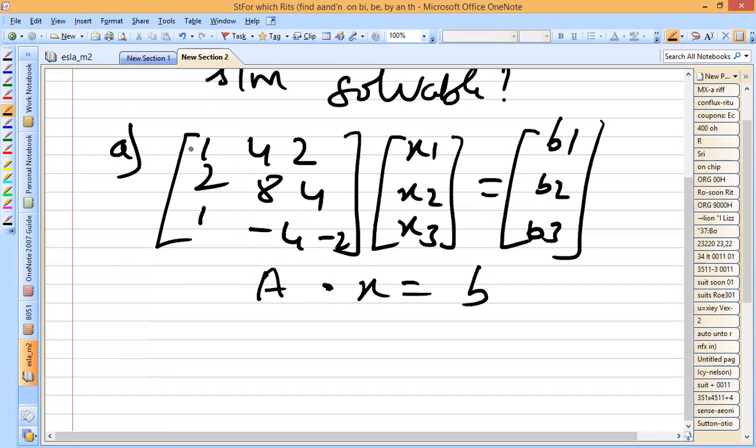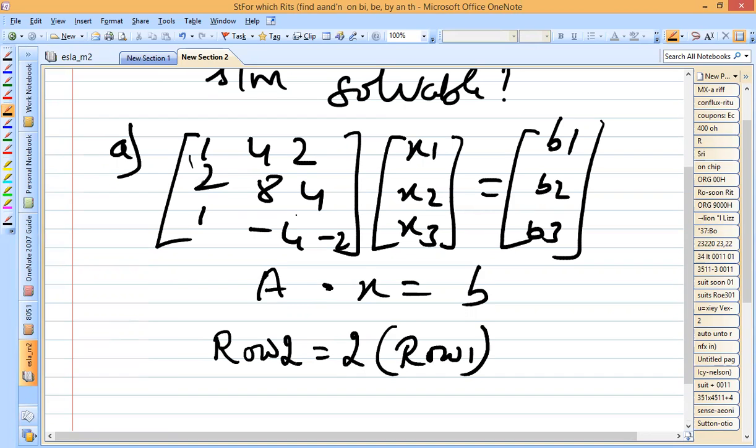From the matrix elements of A, you can observe row 1 and row 2. Row 2 elements are two times that of row 1. So we can write row 2 is 2 times of row 1, right? 2 ones are 2, 2 fours are 8, 2 twos are 4. So row 2 is 2 times of row 1.